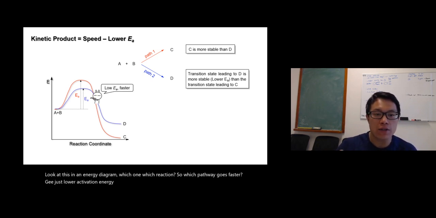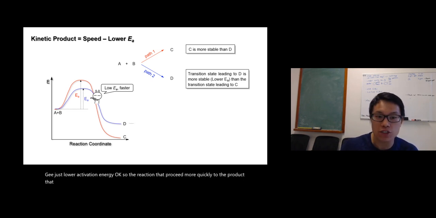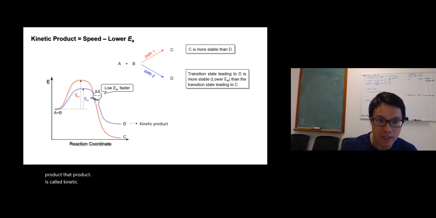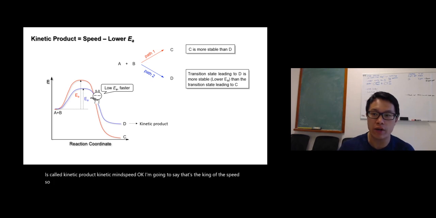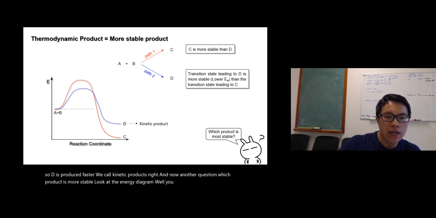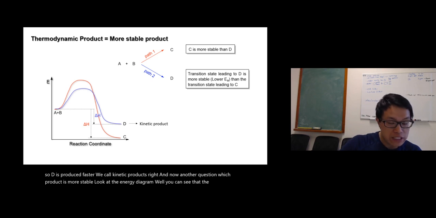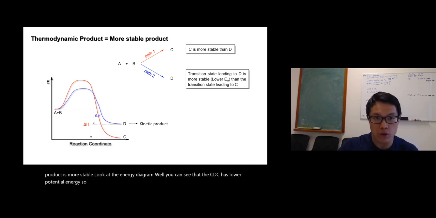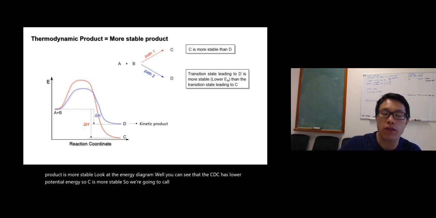The reaction that proceeds more quickly to the product, that product is called the kinetic product. Kinetic means speed. We're going to say that's the king of the speed. So D is produced faster, and we call it the kinetic product. Now another question: which product is more stable? Look at the energy diagram. You can see that C has lower potential energy, so C is more stable. So we're going to call it the thermodynamic product.